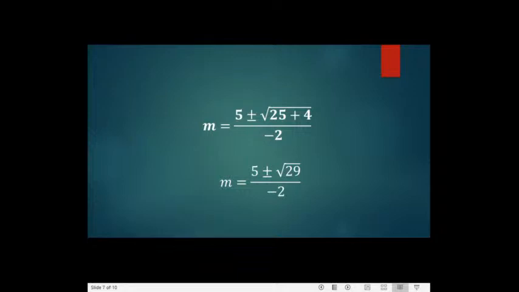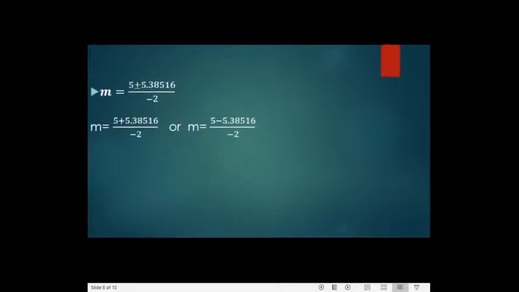When you reach here, you have to find the square root of 29 using a calculator. In fact, it is very advisable that when you find the square root of 29, because it will have decimal points, you write all the numbers that you see on the calculator. After you use your calculator, this is now the value that you found for the square root. So you have 5 positive or negative 5.38516 divided by negative 2.